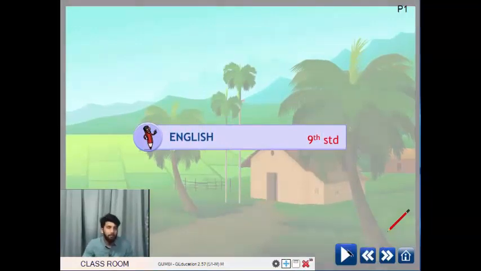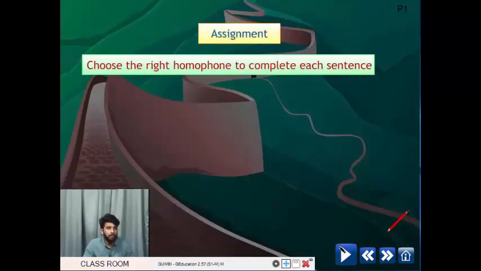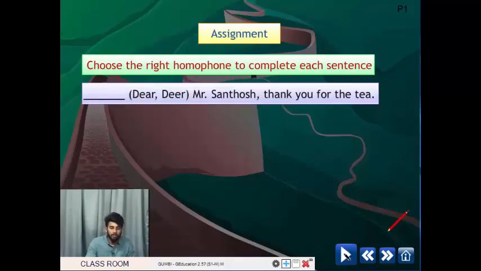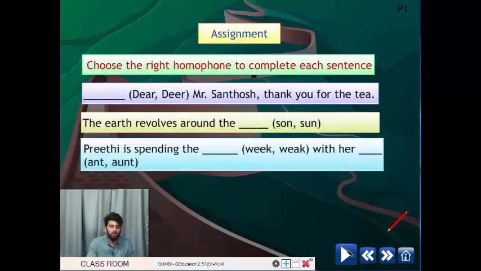Alright, so tell me, what was your assignment, children? Choose the right homophone to complete each sentence. Dash Mr. Santosh, thank you for the tea. The earth revolves around the dash. Preeti is spending the dash with her dash. So you had certain sentences which are incomplete and you had to choose the right word and complete those sentences.